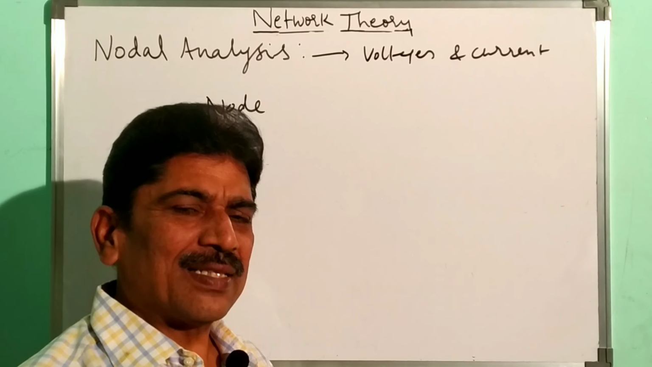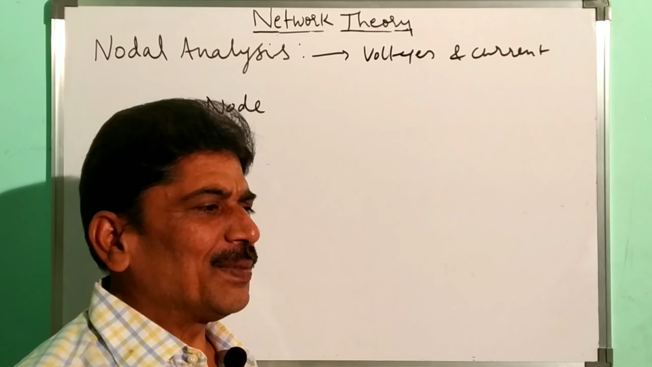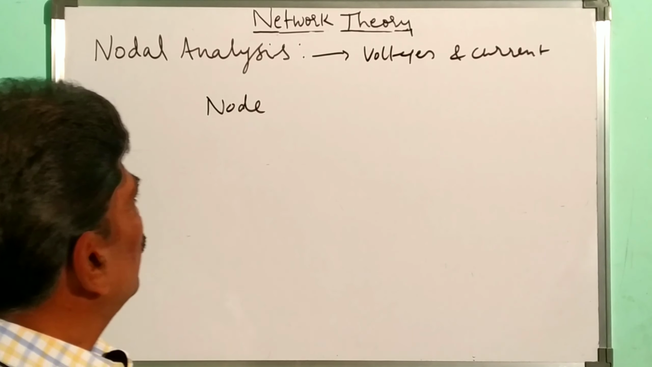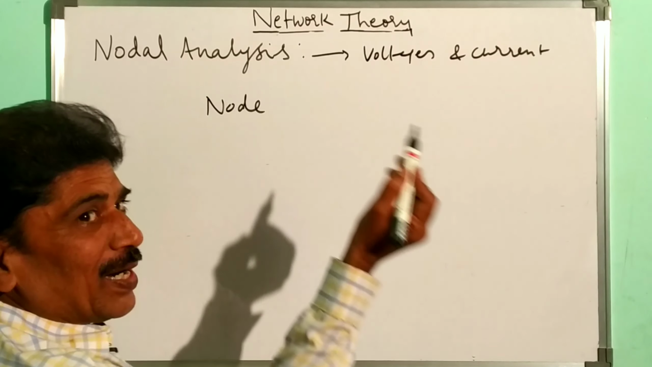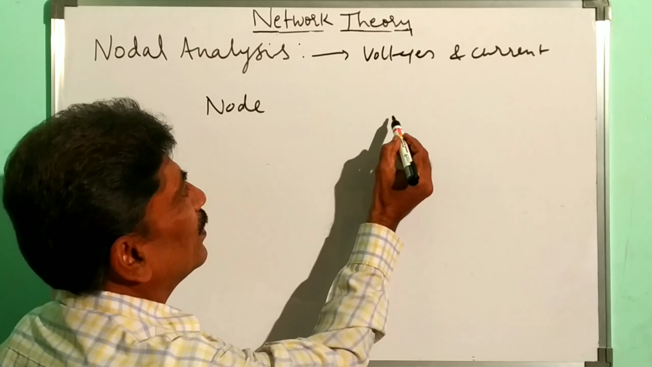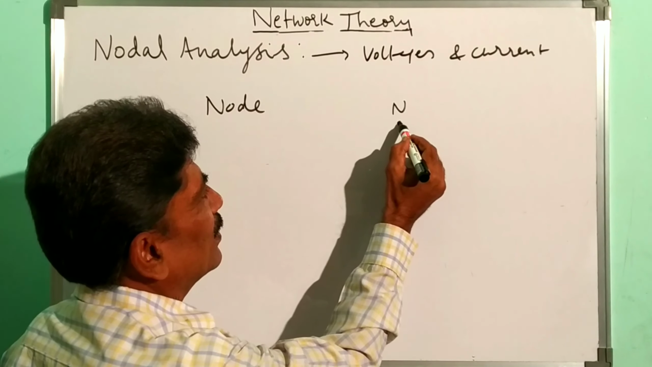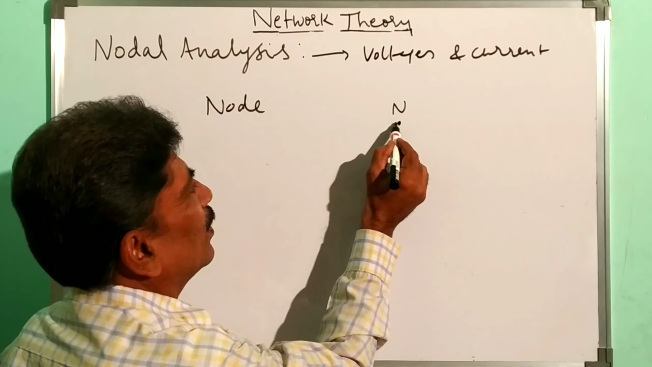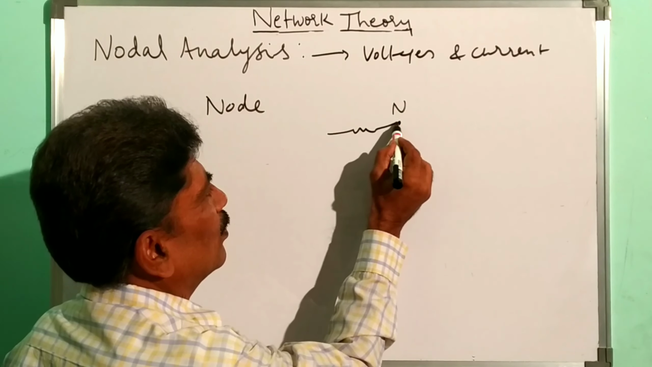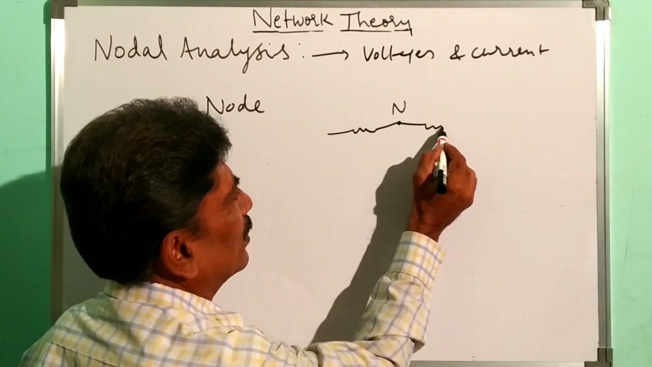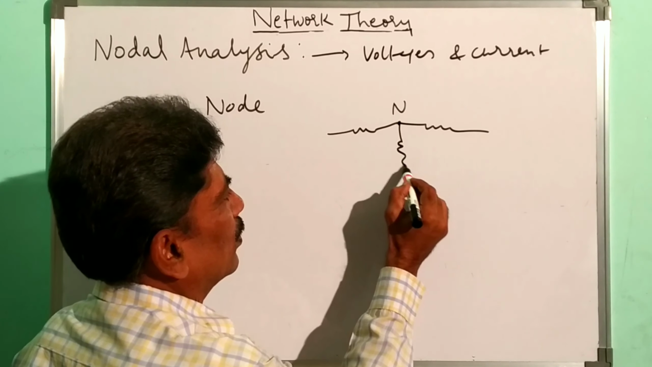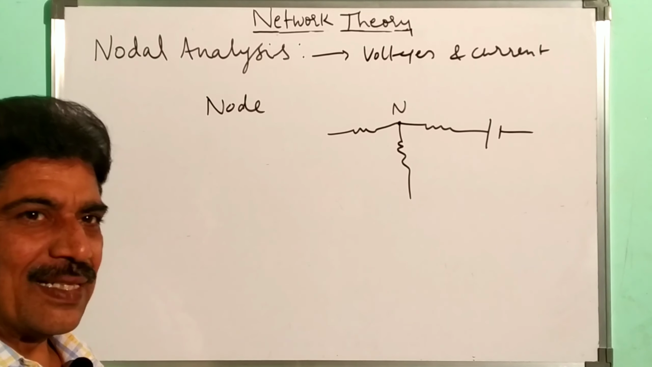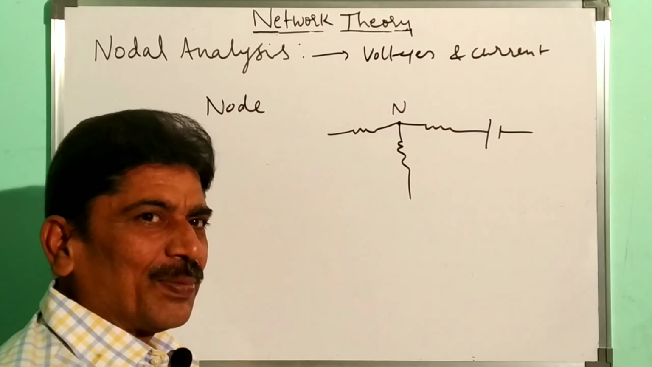A branch represents a circuit element. It can be a passive or active element. So a node is nothing but a point on the given circuit, let it be N, at which two or more circuit elements are joined. Two or more branches. Each branch generally represents a circuit element.